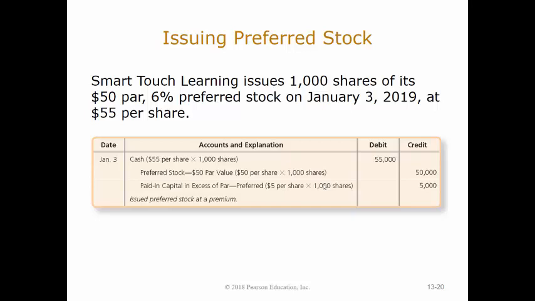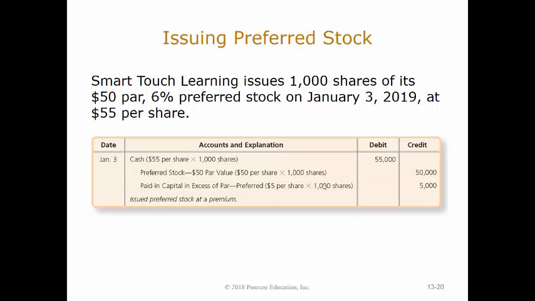Preferred stock is very similar. You're only really changing the names of the accounts you have from common to preferred. So Smart Touch Learning is issuing 1,000 shares of its $50 par 6% preferred stock on January 3rd, 2019 at $55 a share. How will we record this? Well, cash is going to be debited for the actual amount of funds we're receiving. We're issuing these 1,000 shares at $55 a piece, which means we'll be receiving $55,000. So let's debit our cash account for $55,000.